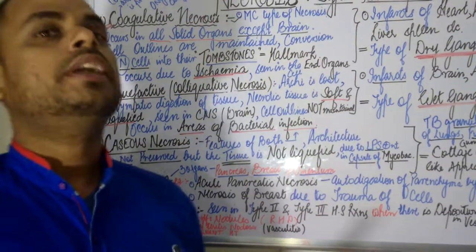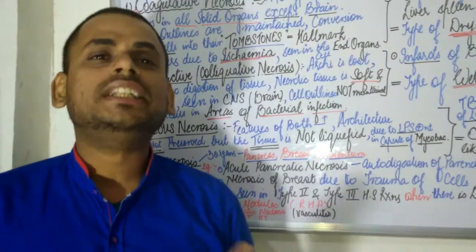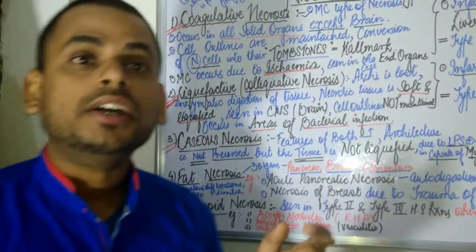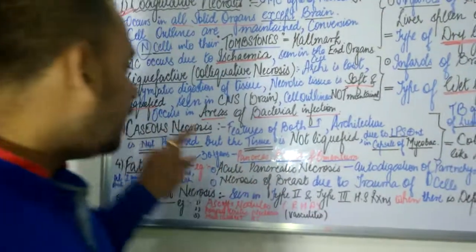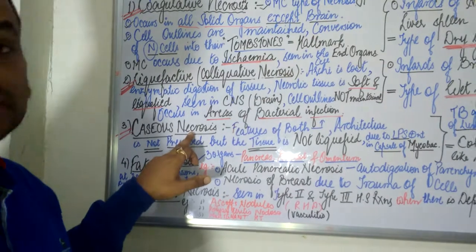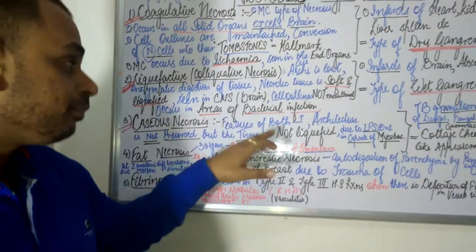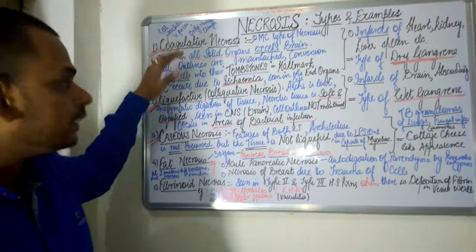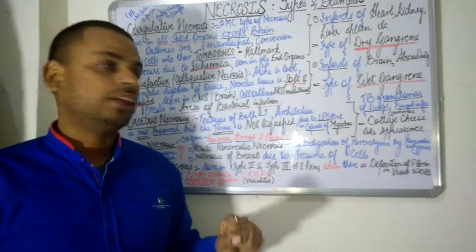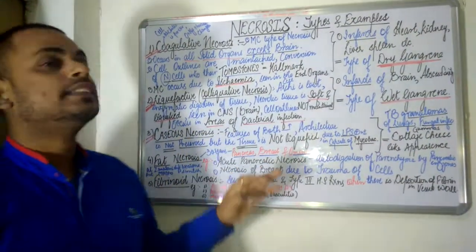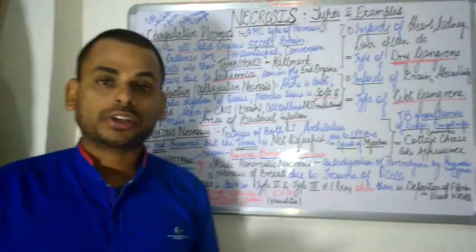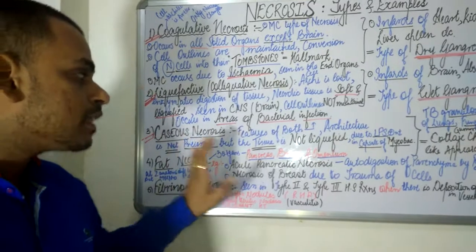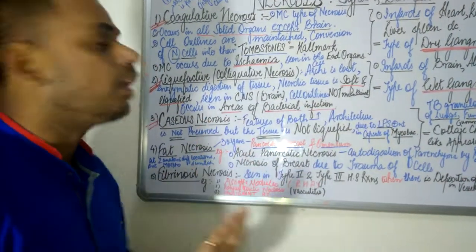Now moving on to the third type, that is the caseous necrosis. The word caseous refers to a cheese-like appearance. It refers to the cottage cheese-like appearance, and caseous necrosis combines the features of both coagulative necrosis as well as liquefactive necrosis. The architecture is not preserved, but the tissue is not liquefied.